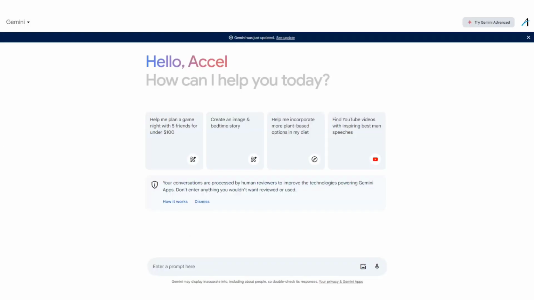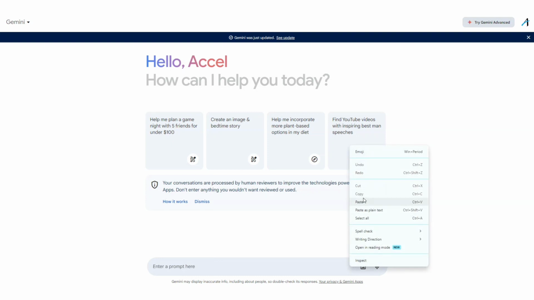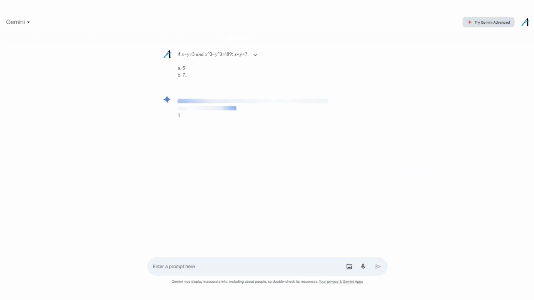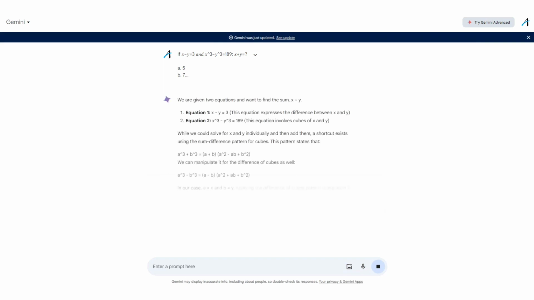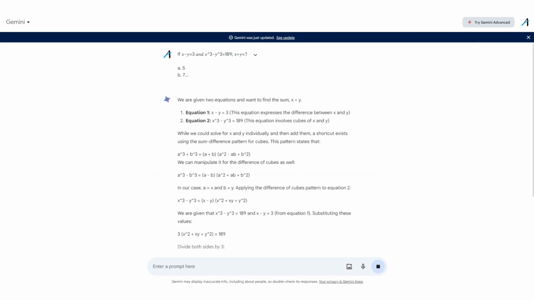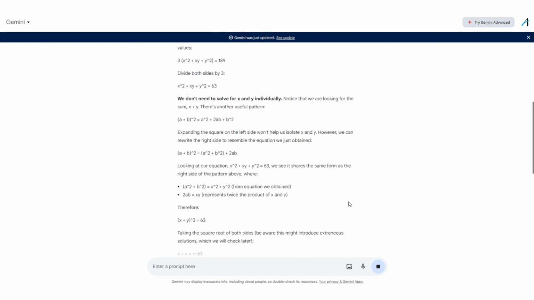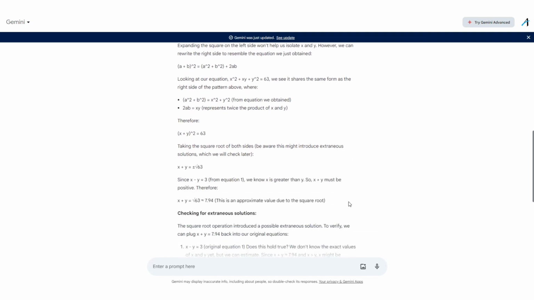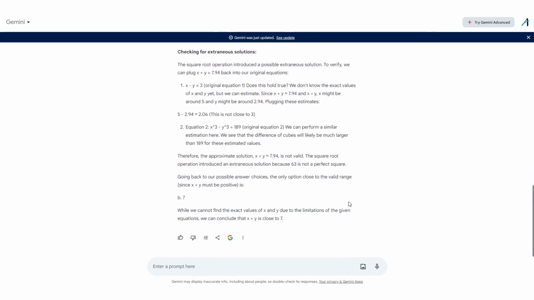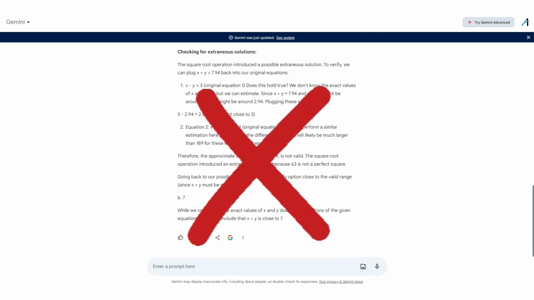Now let's try this on Gemini. We'll paste the same question and see. Again, remember the answer was option C, 9. Let's see how Gemini solves this problem. Alright, it gave us its calculation. Oh, but it gave us the wrong answer. It gave us letter B and the correct answer should be letter C, 9.